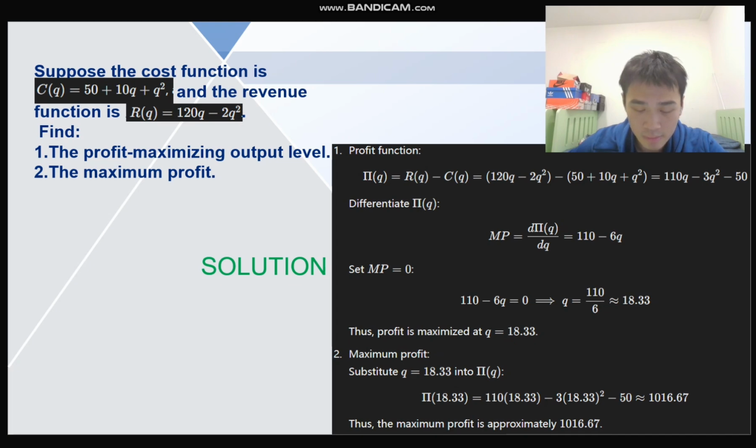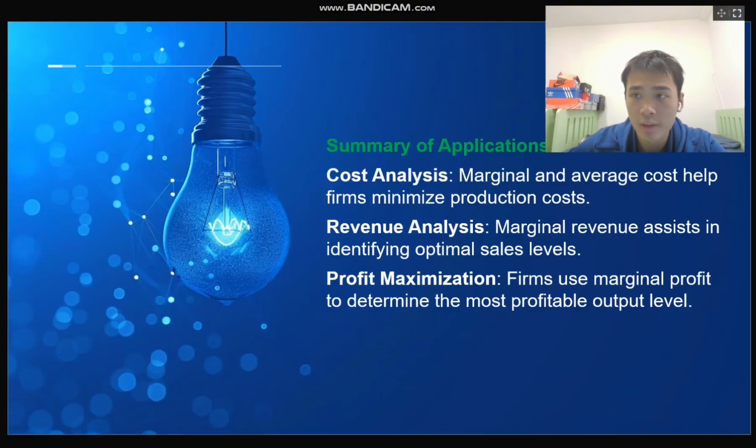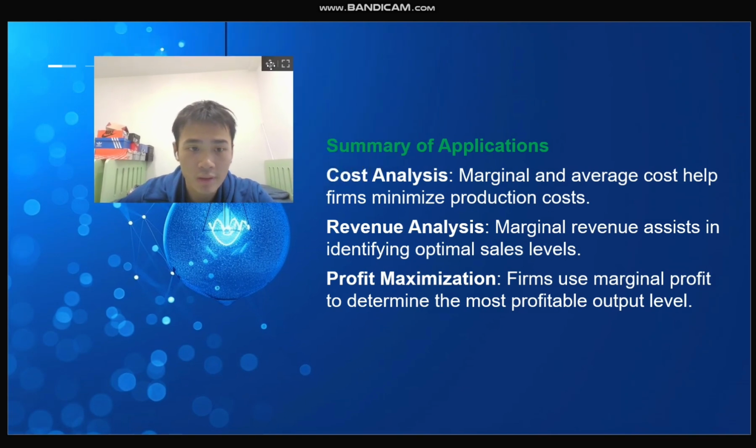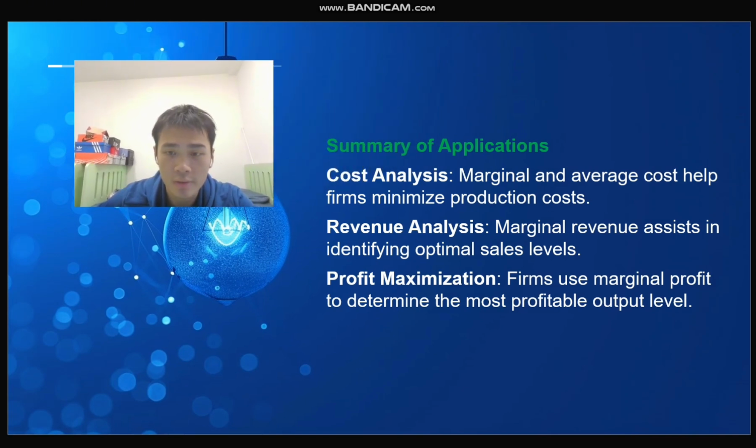So here, maximum profit. To get maximum profit, we substitute Q equals 18.33 into pi(Q), and we can get 1016.67. Thus, the maximum profit is approximately 1016.67. And then let's make a summary of the applications of derivatives.